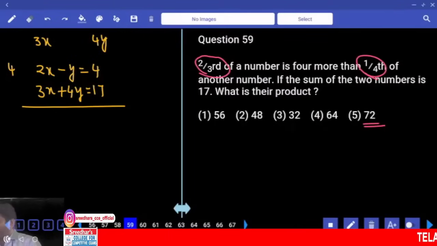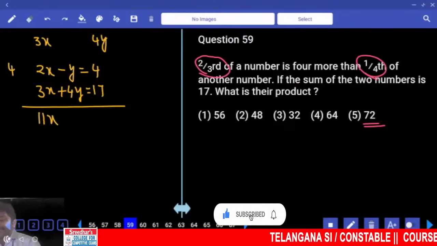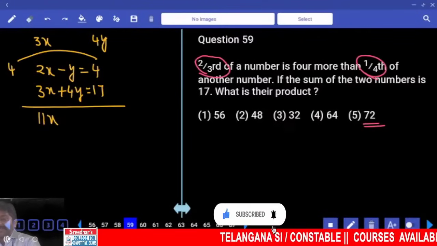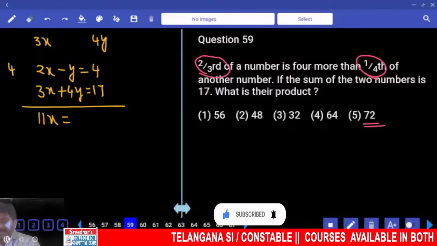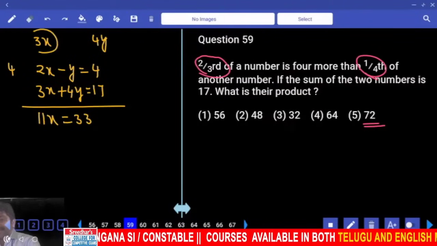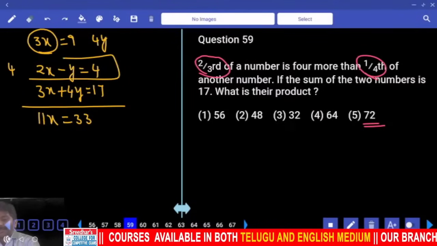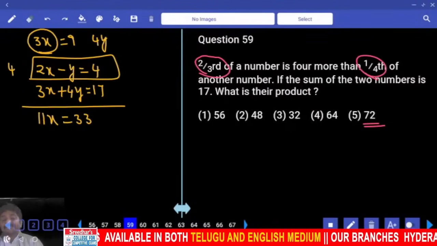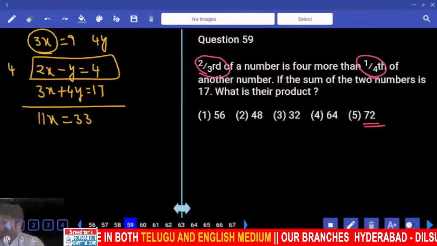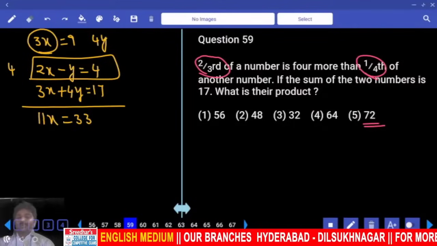8x plus 3x is 11x. Minus 4y plus 4y gets cancelled. 16 plus 17 is 33. So x is equal to 3. Then substitute x equal to 3 here: 2x is 6, 6 minus y is equal to 4, then y is equal to 2.